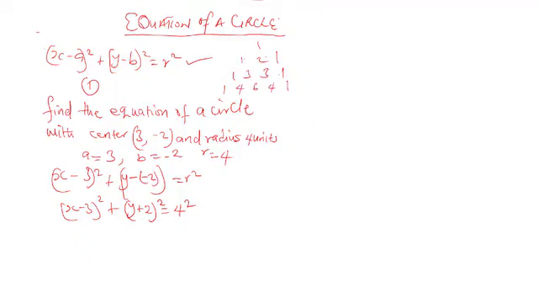Now let's deal with expansion of this point. According to Pascal's triangle, we now have x squared minus 6x plus 9, that is 3 squared. Then the same thing applies here. We have y squared plus 4y plus 4, equals 4 squared, which is 16.